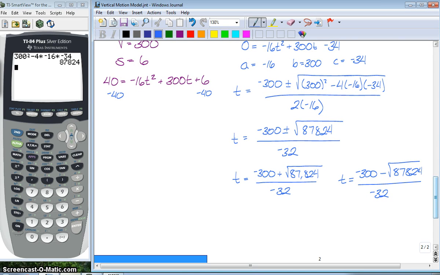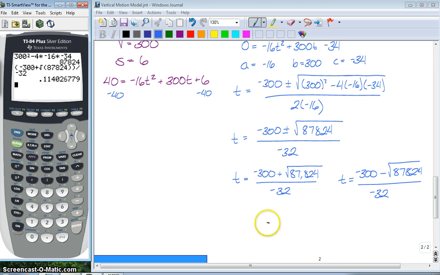This next part I'm going to do all on my calculator. So I can type in the numerator as one thing, open parenthesis, negative 300 plus the square root, that's the second x squared button, 87824, close the parenthesis for the square root, close it again to enclose the numerator, and then divide everything by negative 32. When I hit enter, I can find one of my times, if I round to the nearest hundredth, is 0.11 seconds.